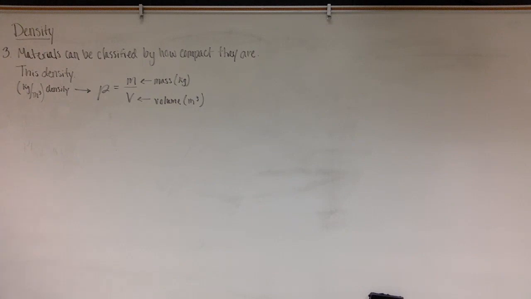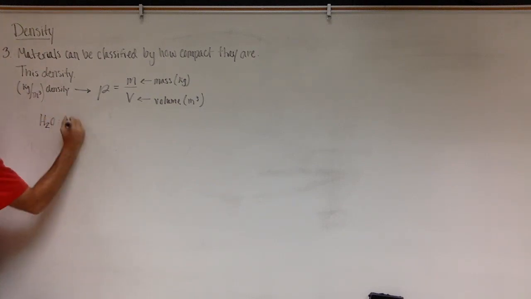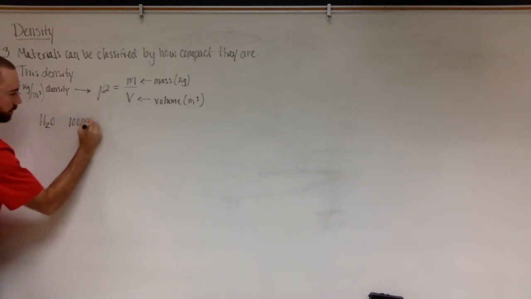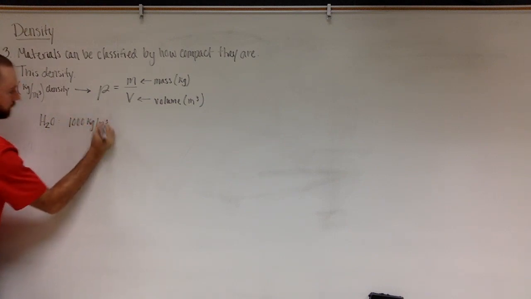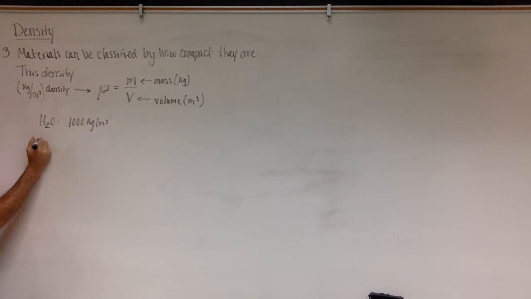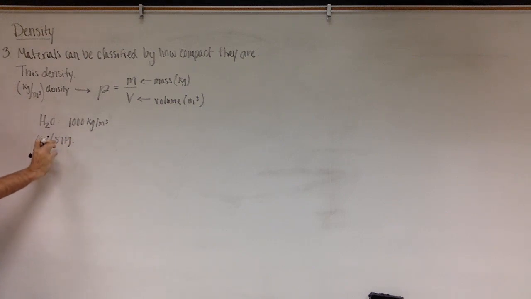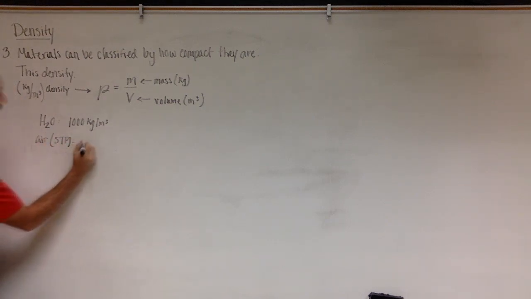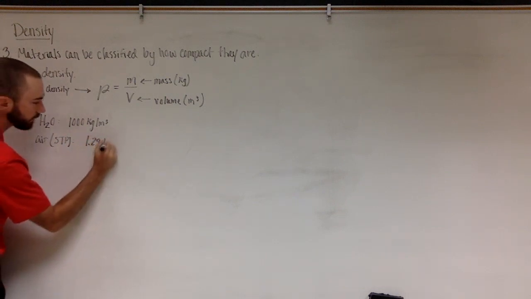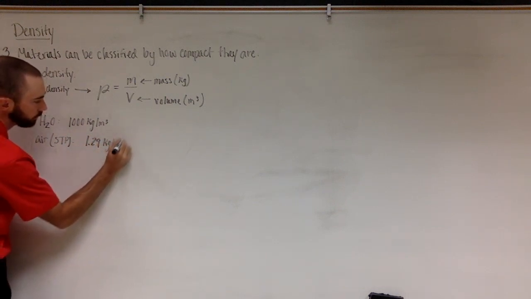Alrighty, so some examples of some densities. We've got water, and it's a nice round number. It's 1,000 kilograms per cubic meter. We've got air, and if you've taken chemistry, you'll notice what this STP stands for. That's standard temperature and pressure, so that's at 0 degrees Celsius and 1 atmosphere of pressure, and it has a density of about 1.29 kilograms per cubic meter.